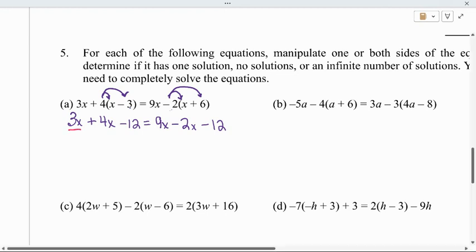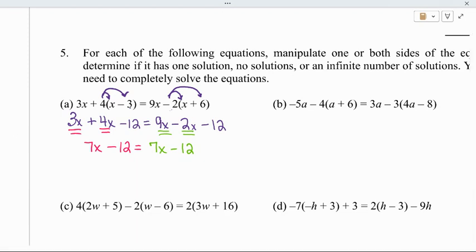Combine like terms. Let's see. On the left side, I can group my x's together. So I have 7x minus 12 equals. And on the right side, I can group my x's together. And I have 7x minus 12. Huh? They're exactly the same.